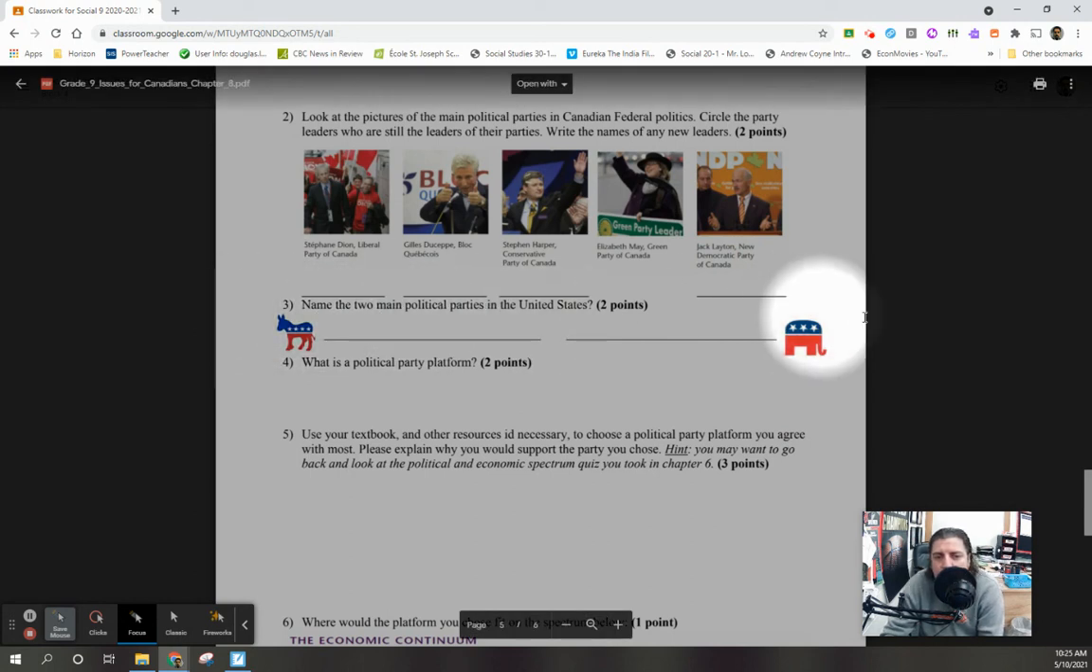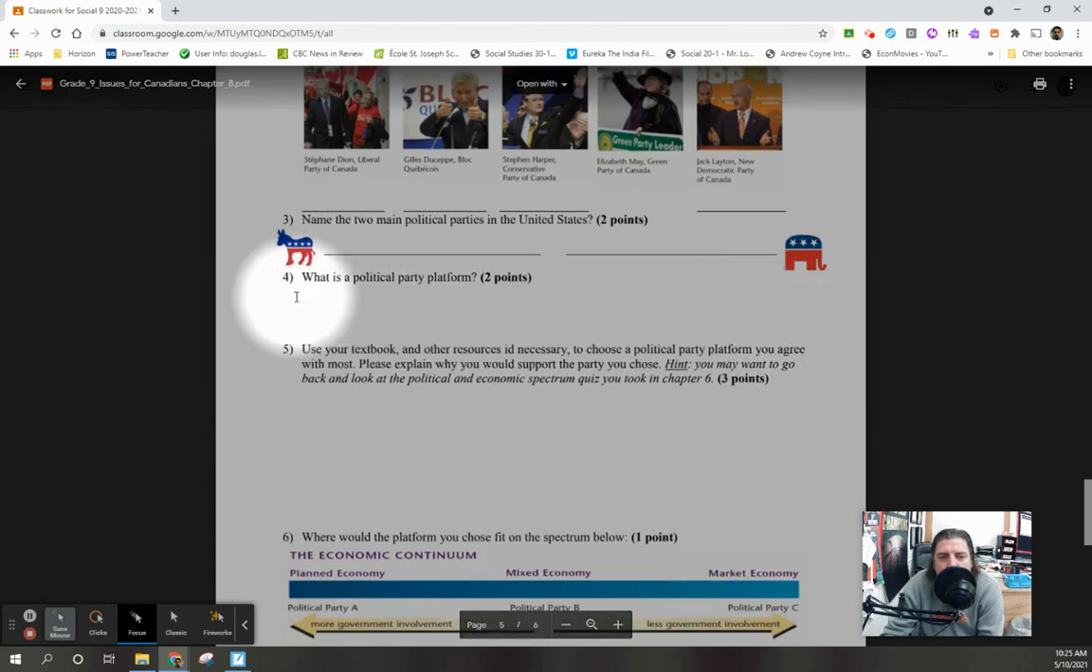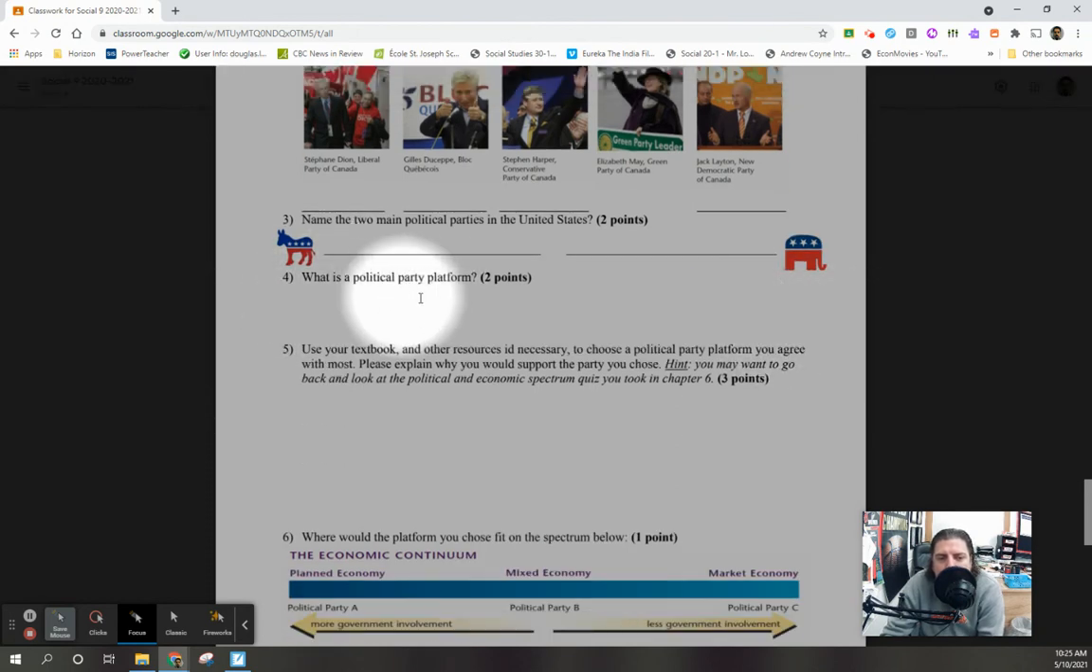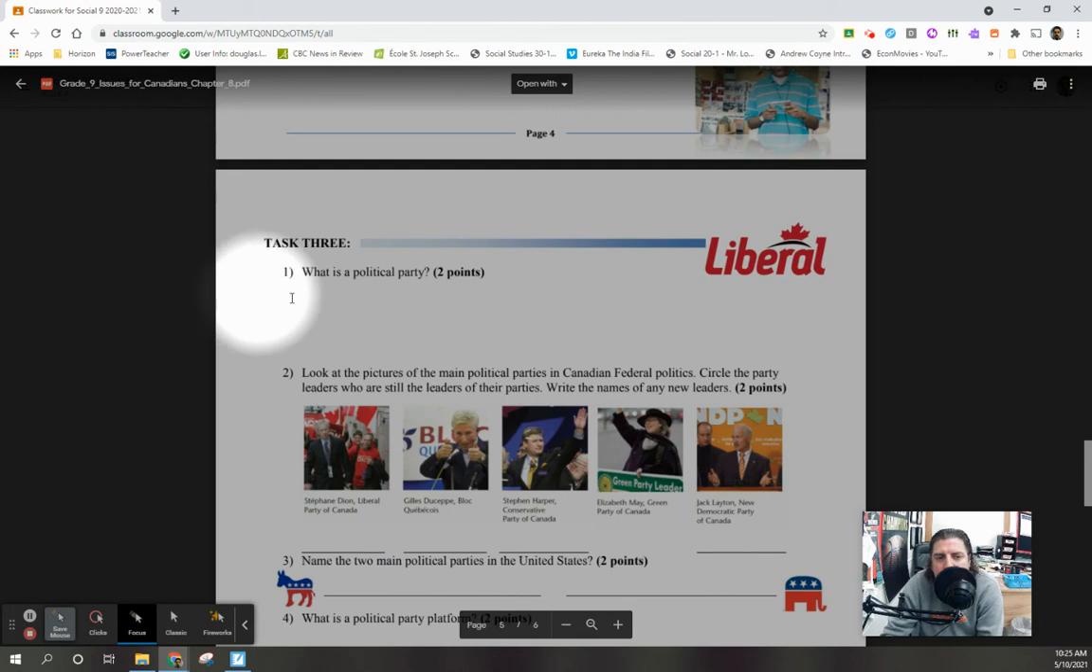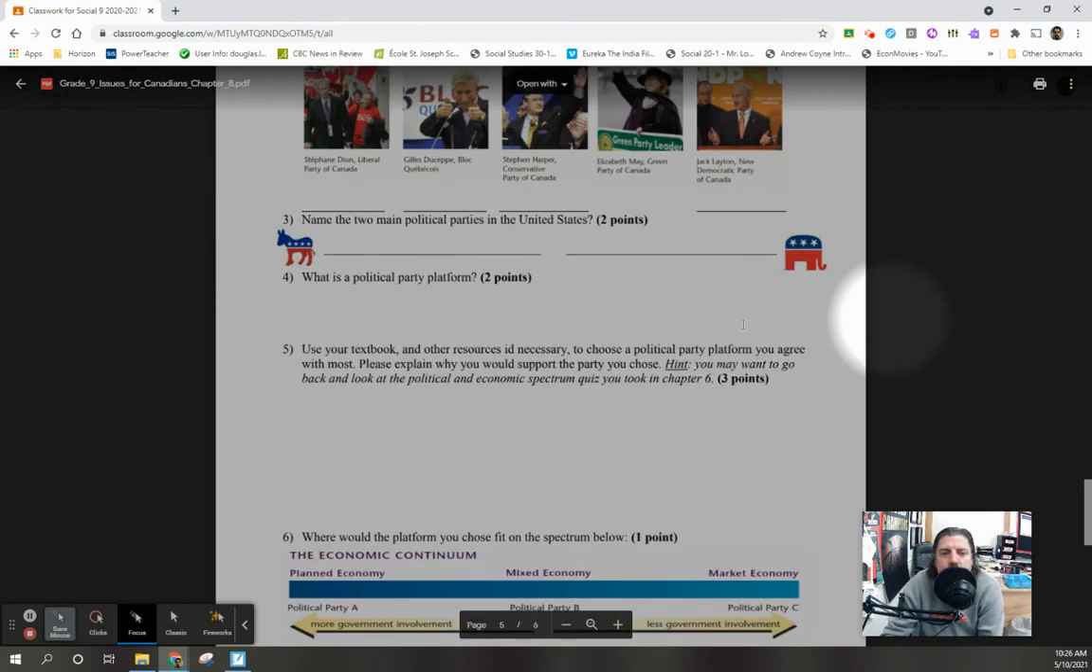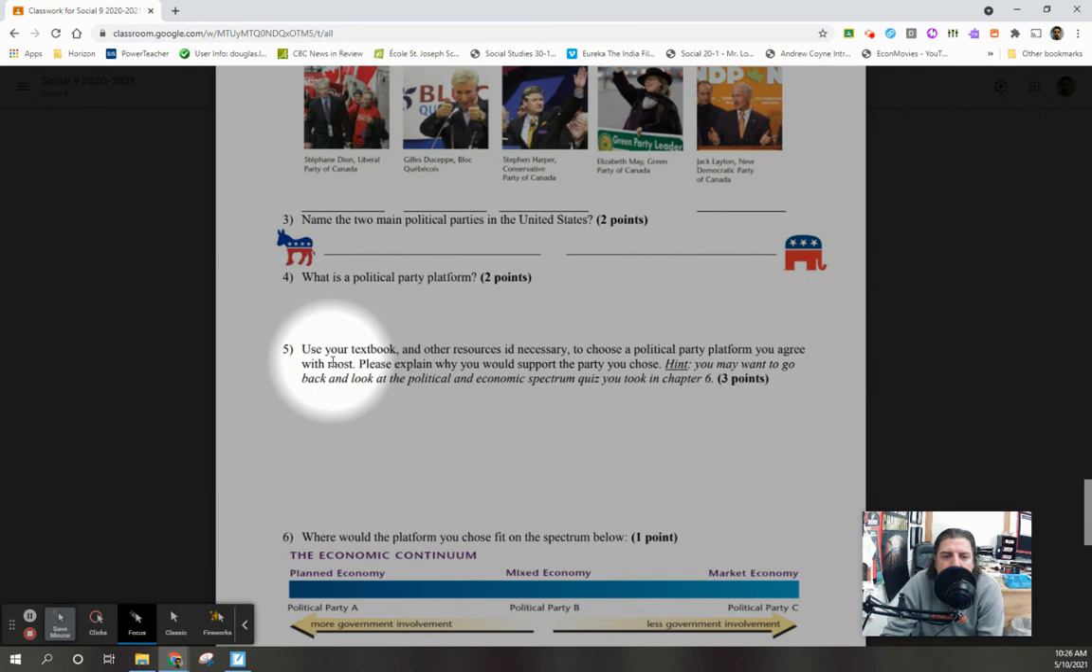Two main political parties in the United States. You should be able to identify that. Democrats and Republicans. You should know what a party platform is and how that's different than a political party itself. So know what a platform is. This question, use the textbook and or resources if necessary. That's not id necessary, it's if. We're not talking Freudian stuff here.